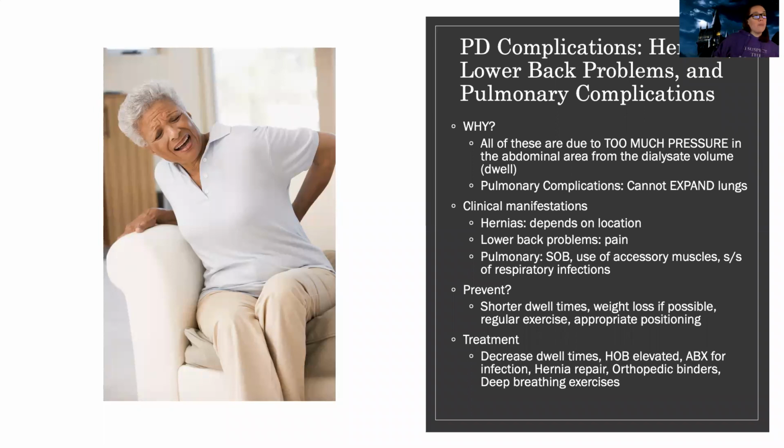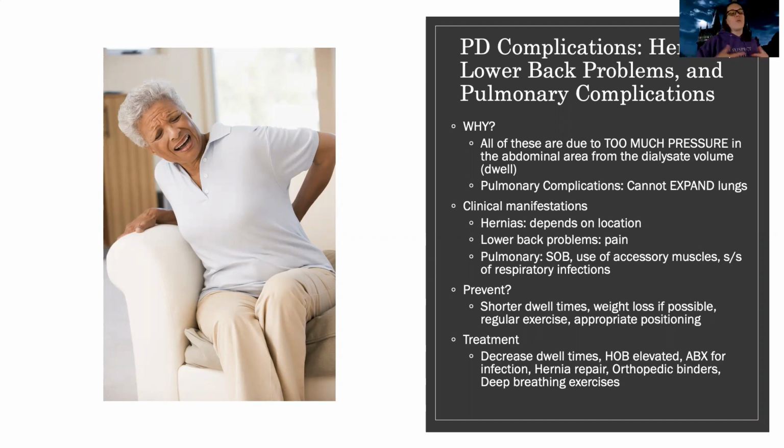So additional complications from peritoneal dialysis are they can have hernias, lower back problems, and pulmonary complications. So remember I told you these people are carrying around 2 liters of fluid in their belly. And even if it's for a short period of time, it's too much pressure in the abdominal area from all that extra fluid. It's literally extra weight you're carrying around, which creates extra pressure, or the pulmonary complications. It's all this extra fluid. It's going to push your lungs up where they can't expand the way that they need to.